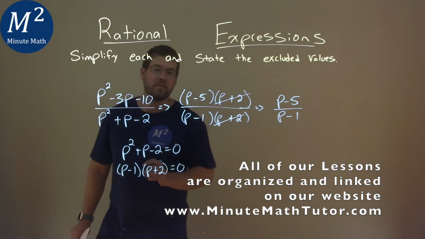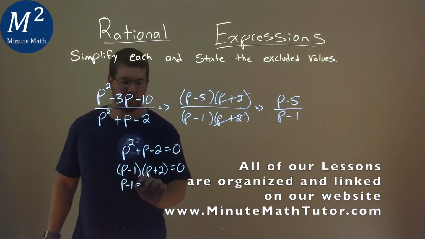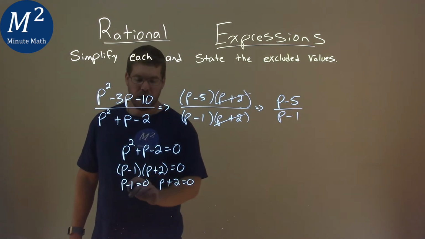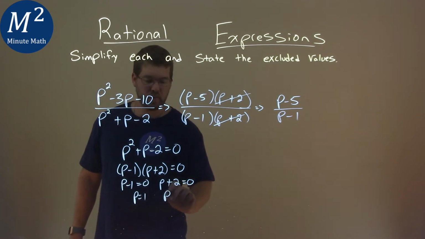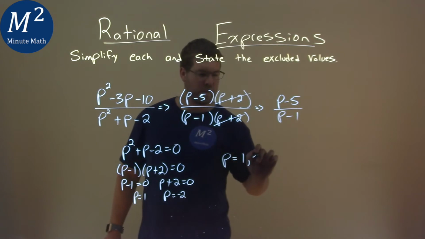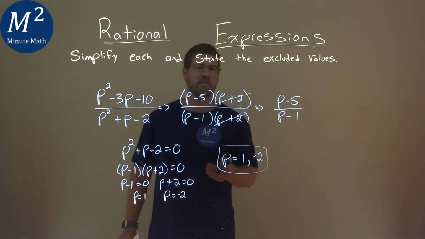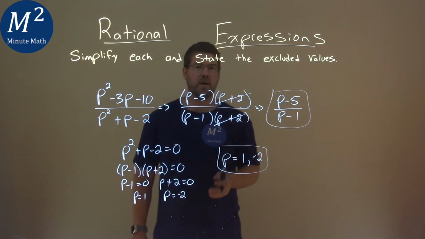And now what we have to do is set each part equal to 0 and solve. P minus 1 equals 0, and p plus 2 equals 0. Add 1 to both sides, and p equals positive 1. Subtract 2 from both sides, and p equals negative 2. And so our two values, 1 and negative 2, are our excluded values. And so my final simplified answer is p minus 5 over p minus 1, and the excluded values are 1 and negative 2.